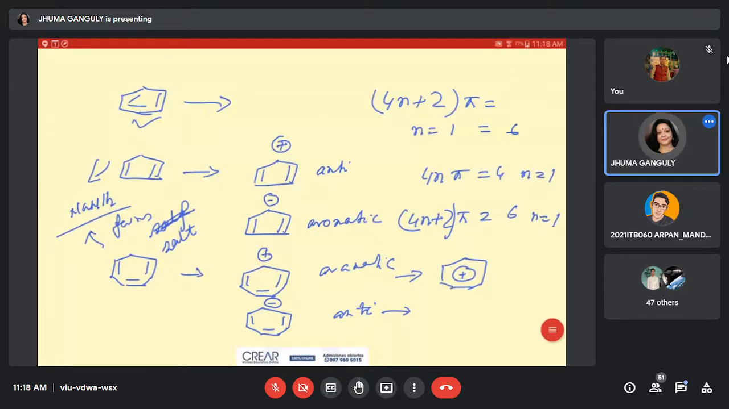Clearly understand? Like benzene, this is more aromatic than benzene. Benzene does not form any salt, so cycloheptatriene does not form any salt. But cyclopentadiene forms a salt. Clear?